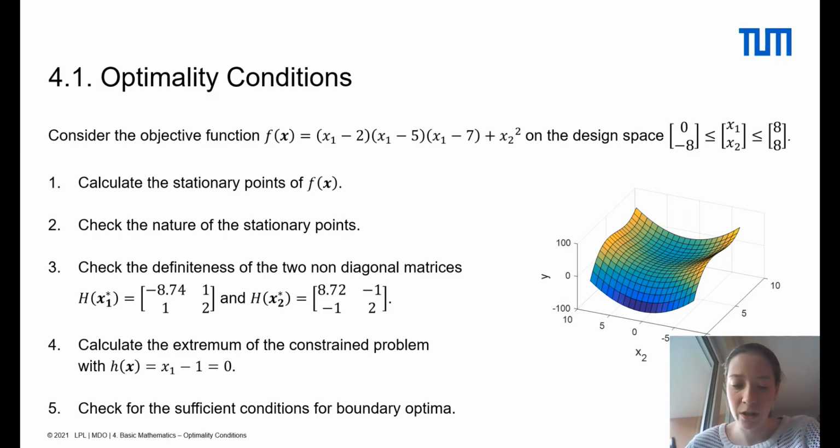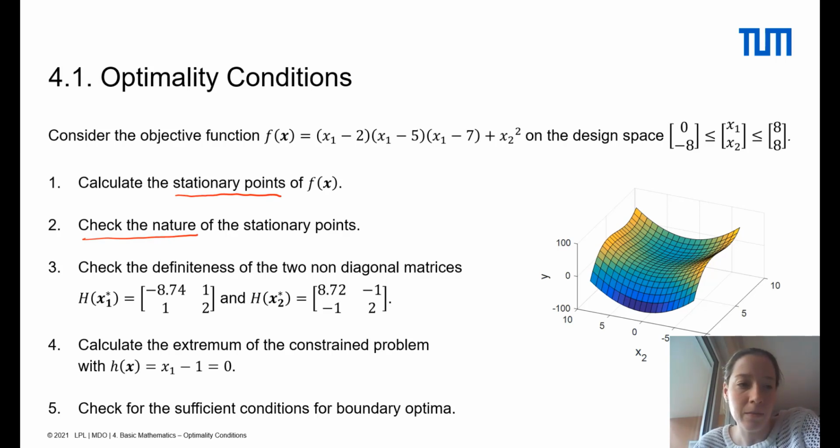In the first task, we have to calculate the stationary points, so basically find the candidates for our optimal solutions. Then we check the nature, so if they're minima, maxima, or saddle points. Then we have a little in-between exercise, how to determine the definiteness of a non-diagonal matrix.